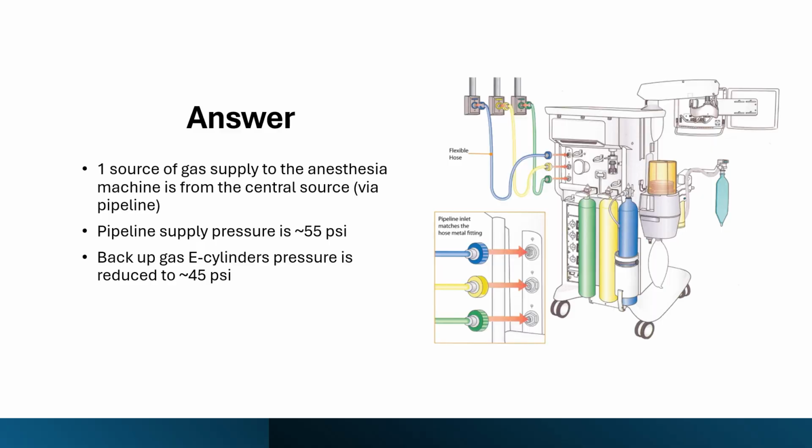So let's go through the answer. So there are different sources of oxygen and medical gases to the anesthesia machine, with the main being central source, delivered via pipelines. The pipeline pressure is roughly close to 55 psi, whereas gas cylinder pressure is decreased to about 45 psi. So unless you disconnect the pipelines, you will keep using the pipeline source. So the right answer is to disconnect from the pipeline source and open the oxygen tank on the back of the anesthesia machine.